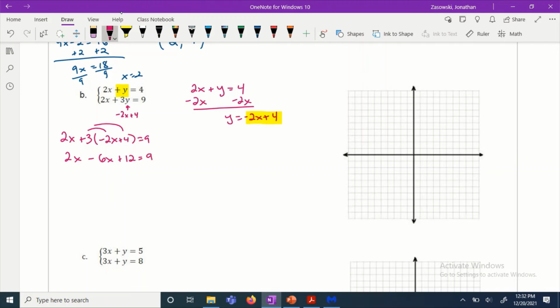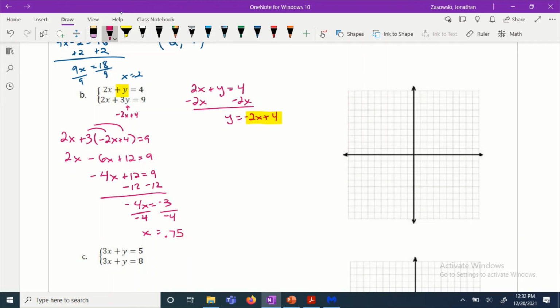equals 9. So we can combine like terms here. We get negative 4x plus 12 equals 9. So subtract 12. We'll get negative 4x equals negative 3. And then we can divide by the negative 4 here and get x is equal to 0.75. That's 3/4. Not 3/5.